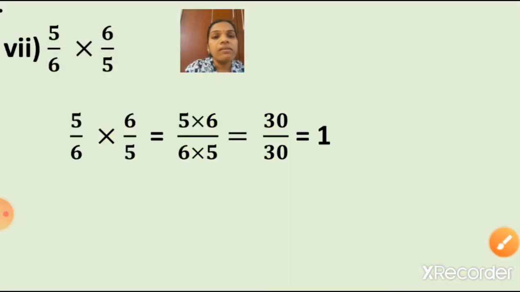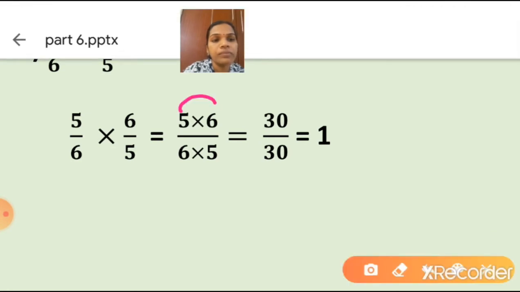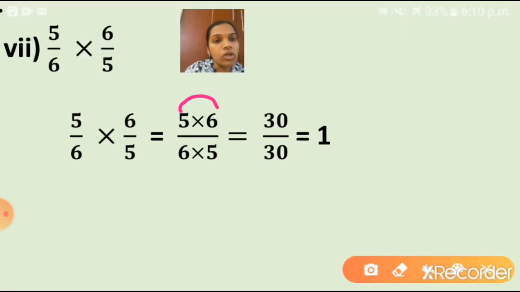Next one is 5 upon 6 into 6 upon 5. So children, see here, first step is what? Yes, to write. That means numerator into numerator, 5 into 6 upon 6 into 5. Next step, you have to multiply and write. 5 6s are 30, 6 5s are 30.